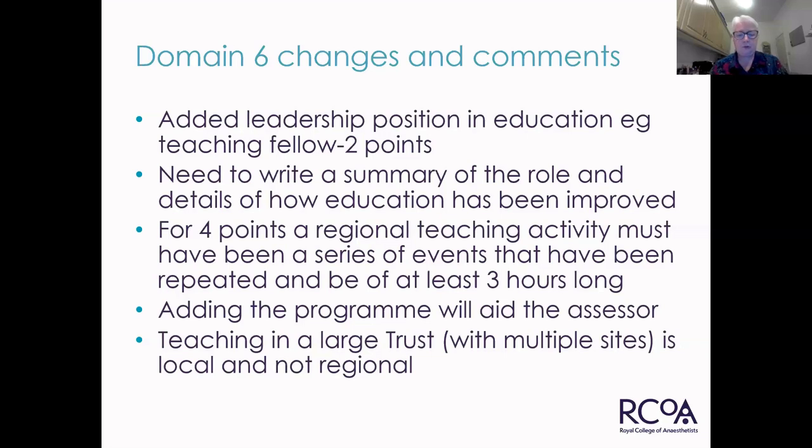It's particularly useful for any type of teaching, but particularly for the higher points, the 4 and 5 points, if you add in a program of the teaching that you've done, so that we can see how long the teaching events happened. Some people get a bit confused about teaching in a large trust. There are obviously large trusts in the UK, and some have multiple sites. So if you're teaching just in your trust but people are attending from different sites, that would not be counted as regional. That is still local teaching.